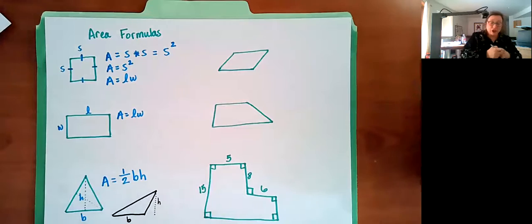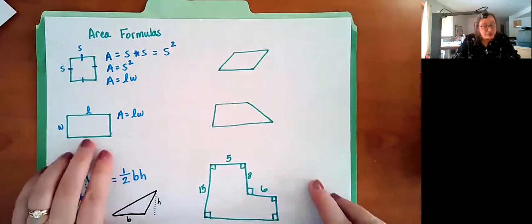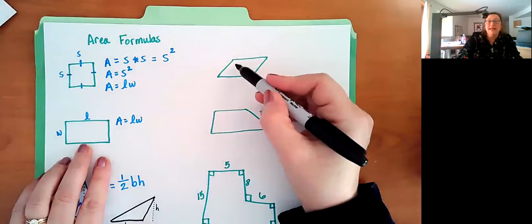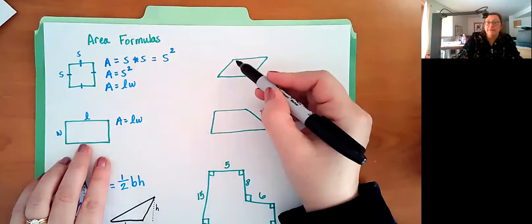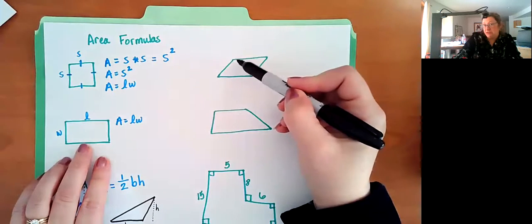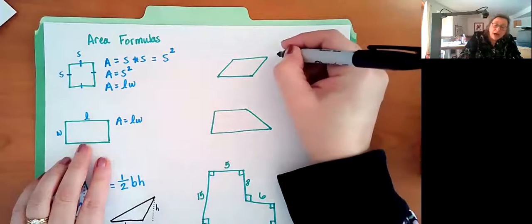So now let's look at a parallelogram. Now, a parallelogram kind of looks like a rectangle, except we don't have right angles anymore, right? We can have different angles. This could be 100 degrees. This could be 52 degrees. We don't know how many degrees it is.